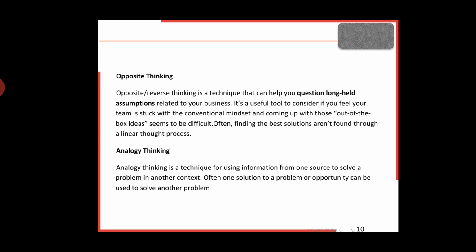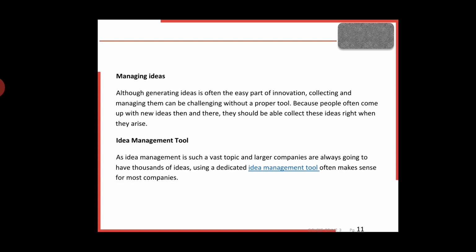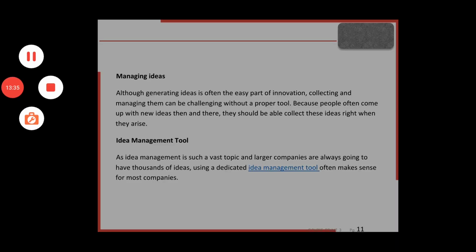Finally, if you have to prototype, it can be built and tested with users from this vast repository of ideas. So we can say ideation is nothing but thinking innovatively. Now, what if we have to manage the ideas?